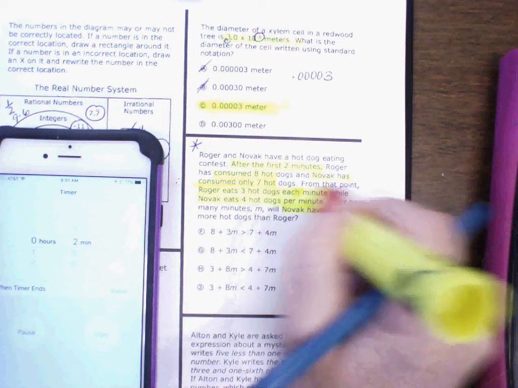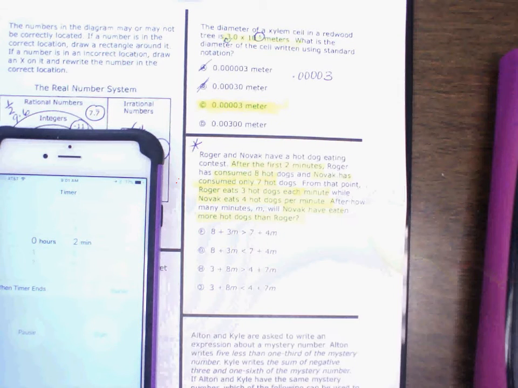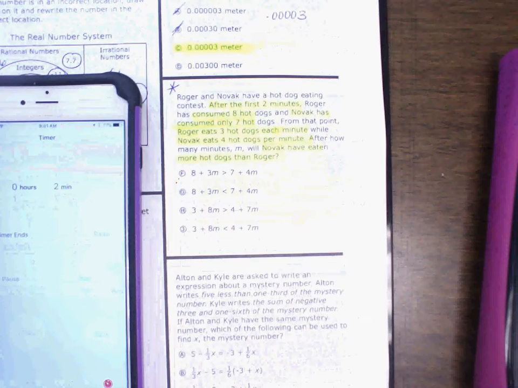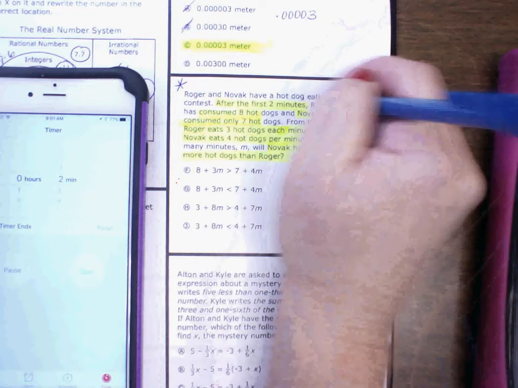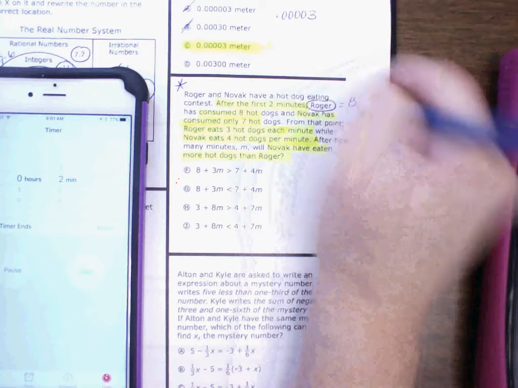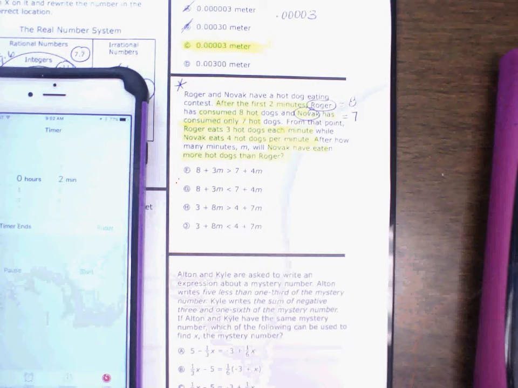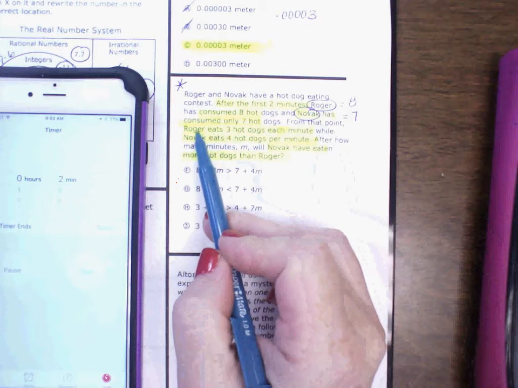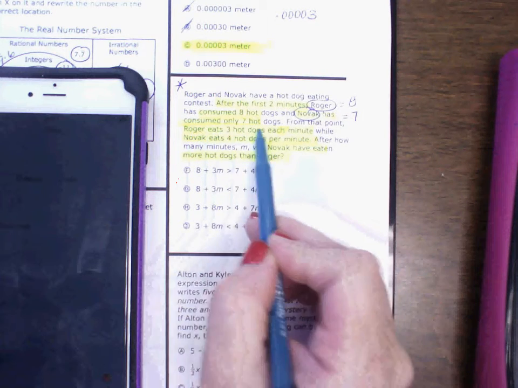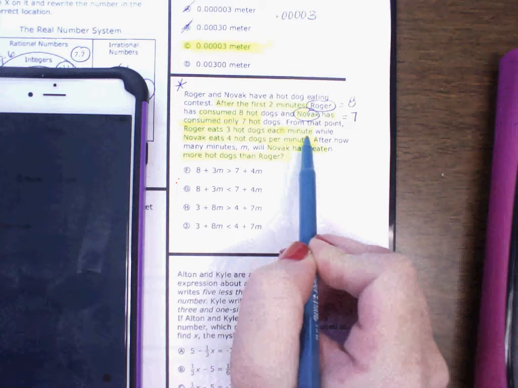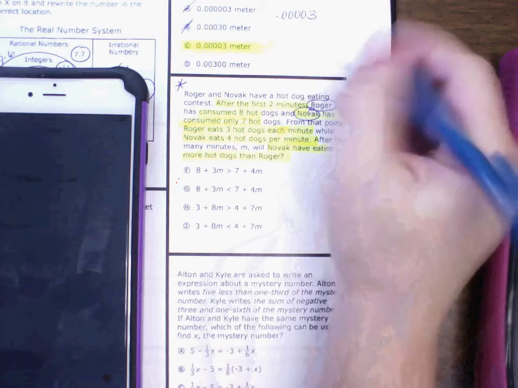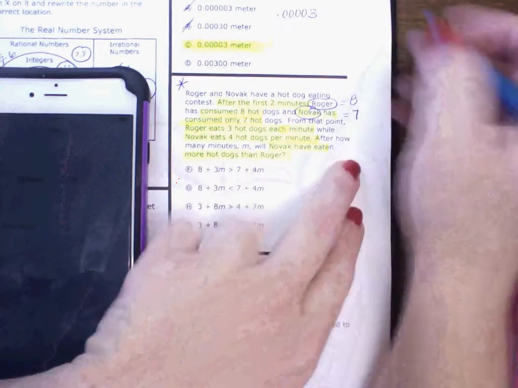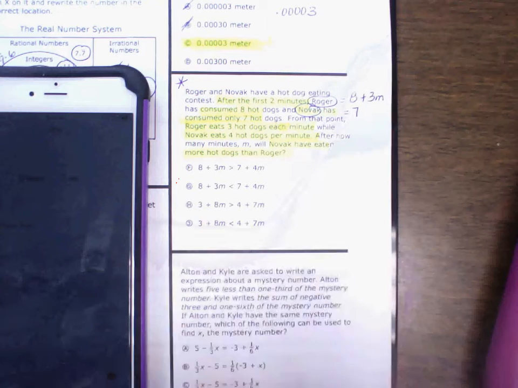All right. So after the first 2 minutes, Roger has consumed 8 hot dogs and Novak 7. All right, so Roger 8, Novak 7. From that point, Roger eats 3 hot dogs each minute. So how can you translate that? 3 hot dogs each minute. 3M. That will be Roger, right? Plus 3M, because he's already eaten 8.